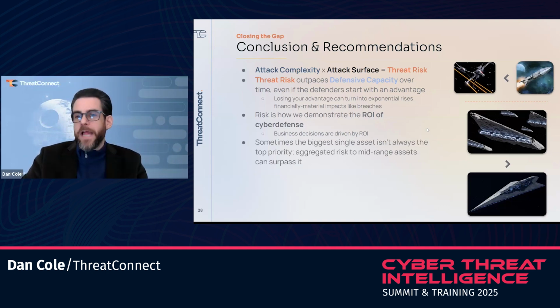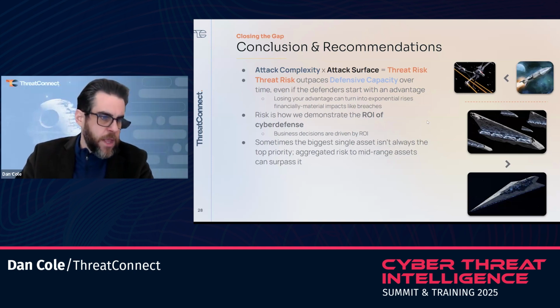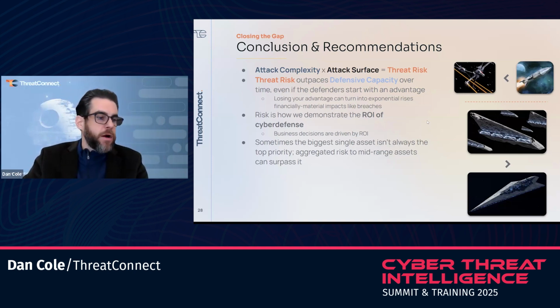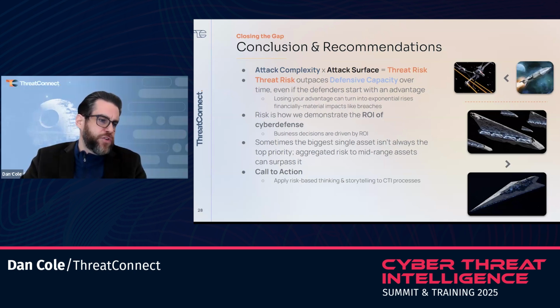Sometimes the biggest single asset, the one that your CISO is banging on your door about at 8 o'clock in the morning, is not necessarily the top priority. Aggregated risk to mid-range assets can actually surpass it. We saw that in the example where the fleet carriers took precedence over that crown jewel superstar destroyer. So my final call to action is to apply this risk-based thinking and storytelling to your CTI processes.